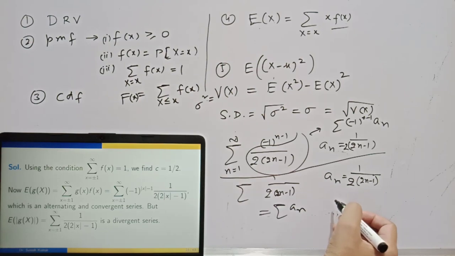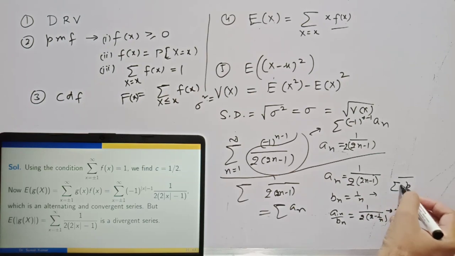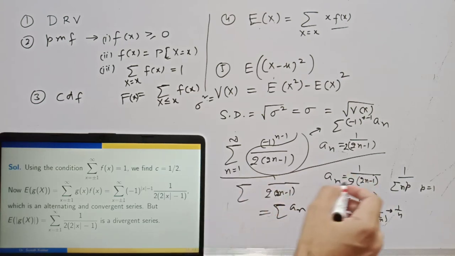Why is it divergent? Choose b_n equal to 1 over n. Then take a_n over b_n. What do you get? 1 over 2 into 2 minus 1 over n. This goes to 1 over 4 as n tends to infinity. Recall the comparison test. By the comparison test, both series have the same behavior. But this series is a P series with P equal to 1. Correct? Hope you are recalling this. So it is divergent, hence the given series is also divergent.